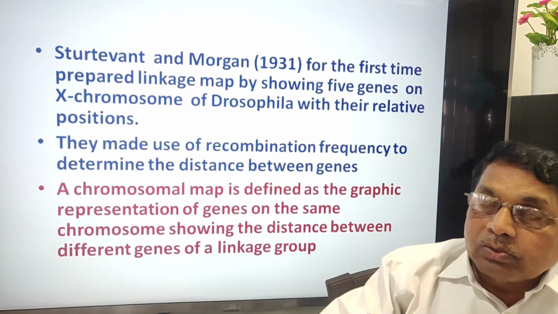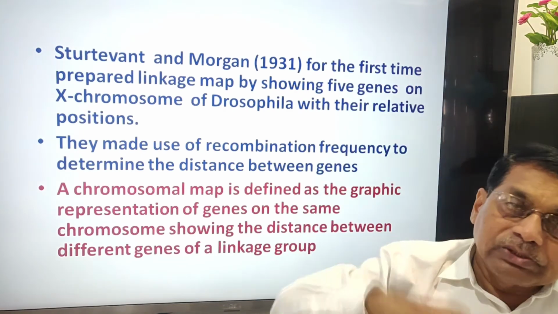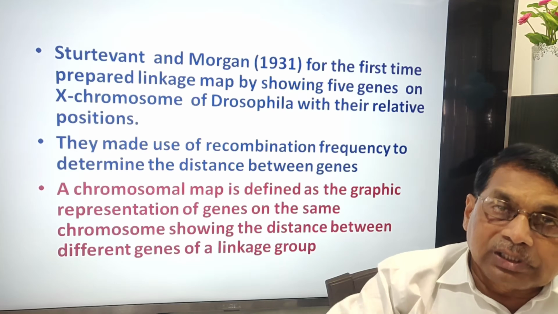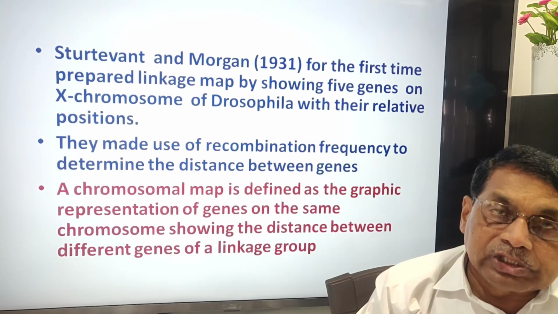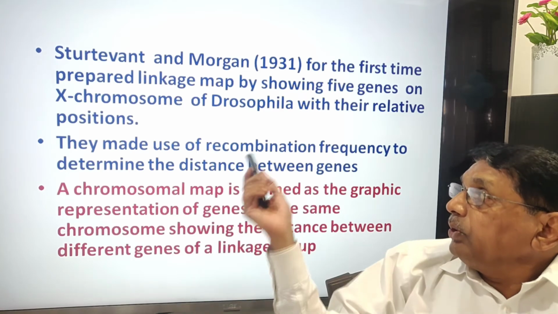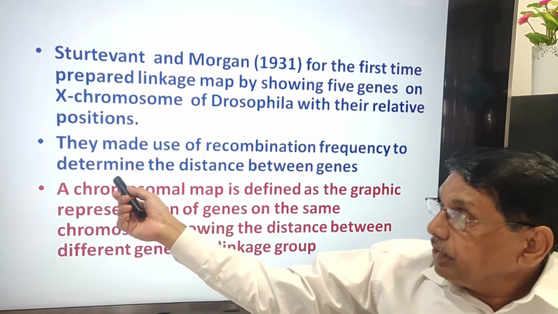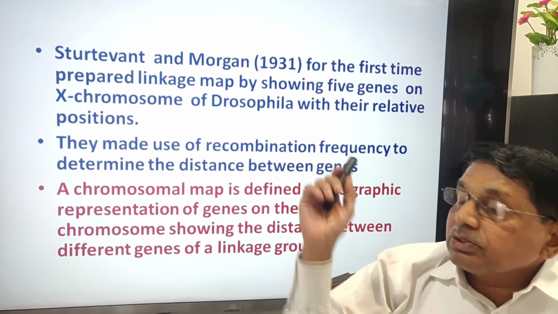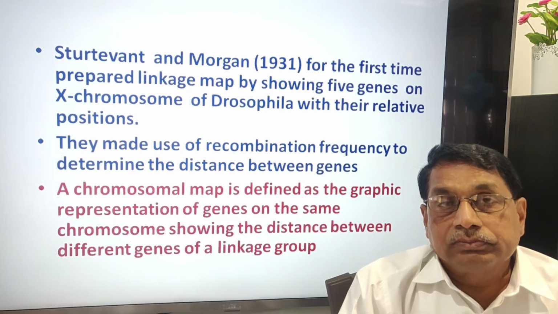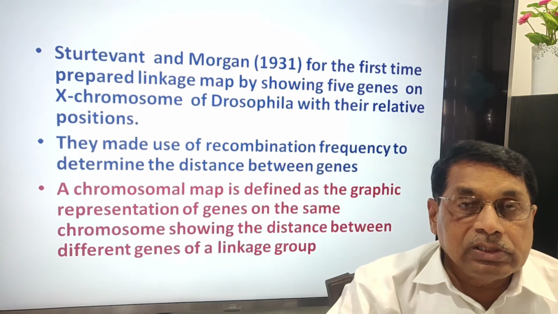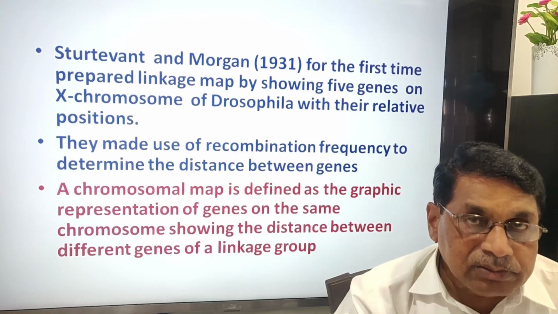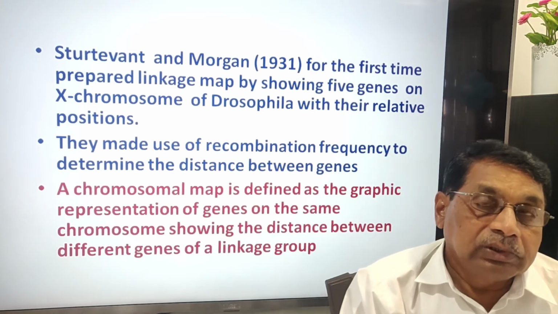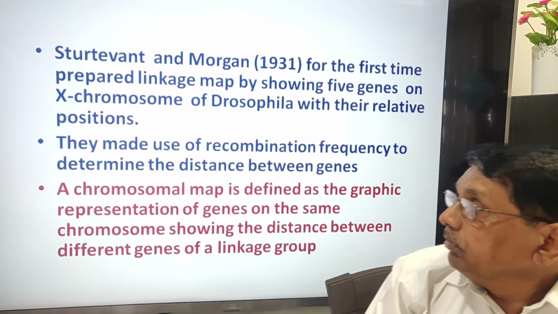On the X chromosome of Drosophila, what are the genes? What is the linkage between the genes? They made use of recombination frequency to determine the distance between the genes. Suppose A, B, C: what is the distance between A and B, between B and C, between A and C, by making use of recombination frequencies?